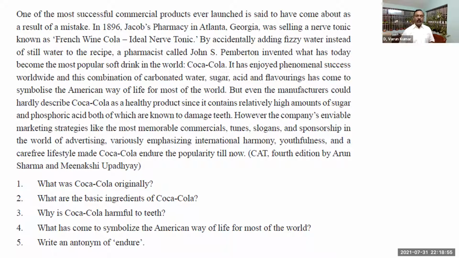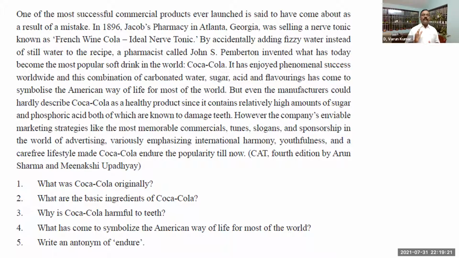Let us see. What has come to symbolize the American way of life for most of the world? Write an antonym of endure. The word is given here, and we should write the antonym, the opposite word of the word endure. So when you read the comprehension passage given here, you can find the answers.